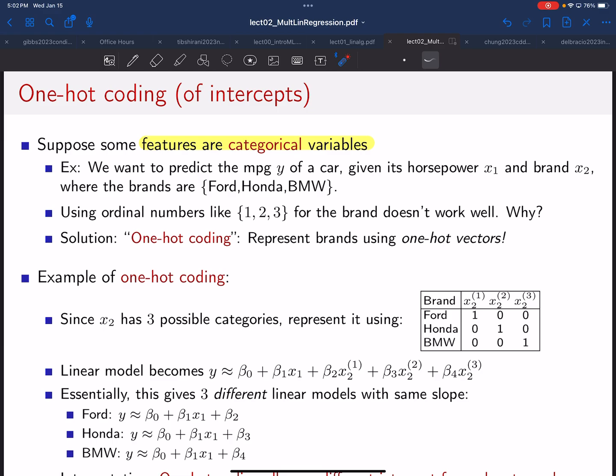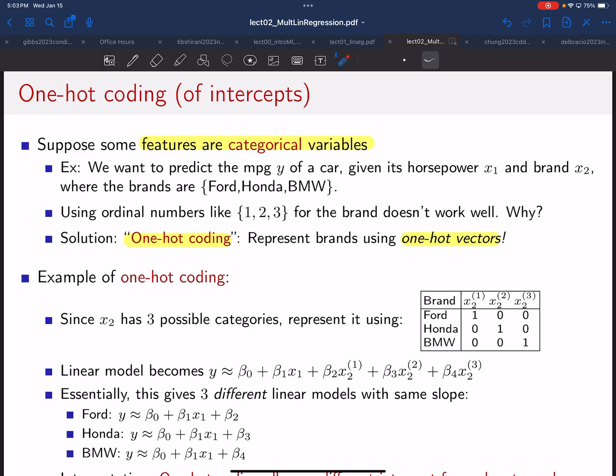So what we do when we see categorical variables is we want to come up with a numerical representation that treats them all equally, sort of fairly. And the main way to do that is something called one-hot coding. You represent each of these brands using what's called a one-hot vector. A one-hot vector is a vector of zeros with a 1 somewhere in it. And so in this case, if we have 3 categories, we could do the following.